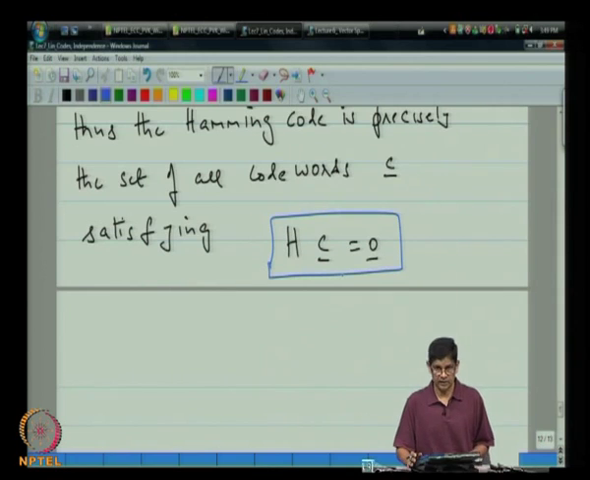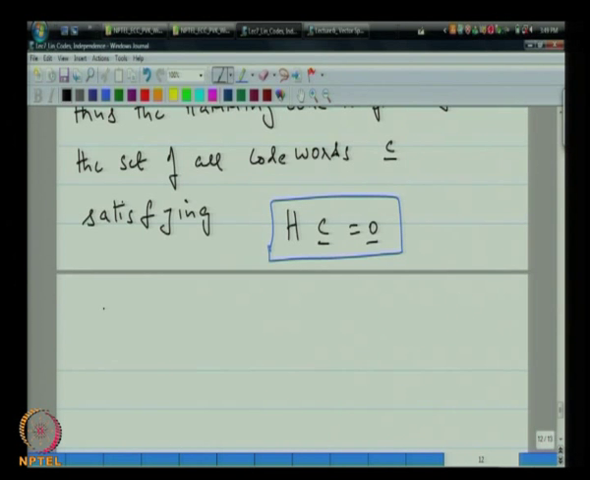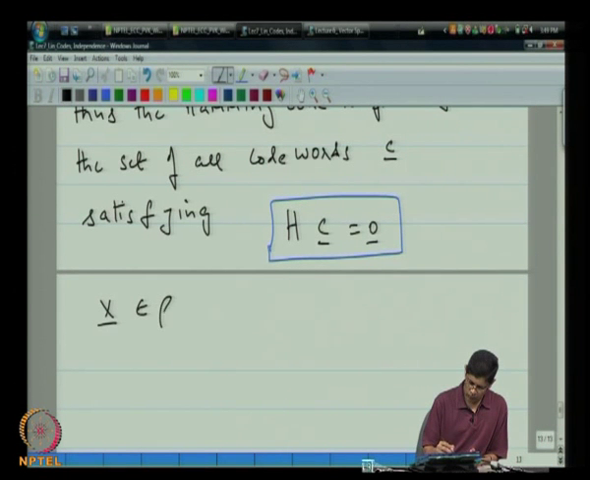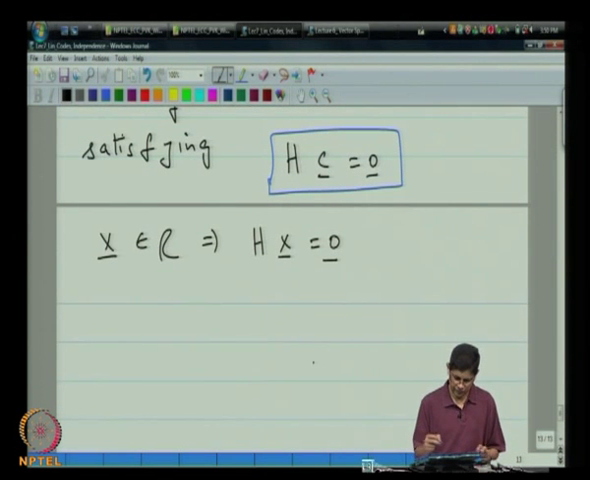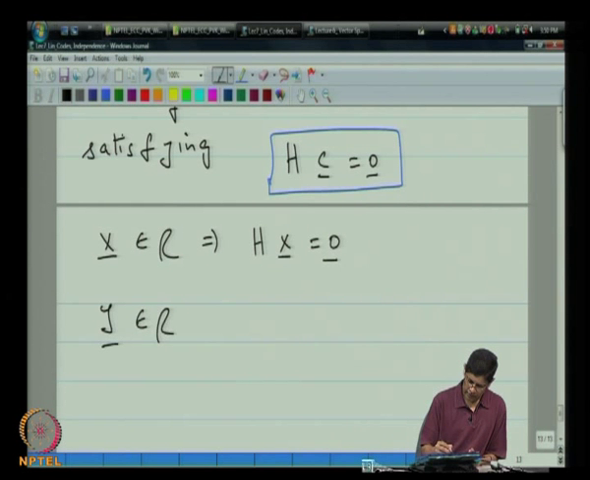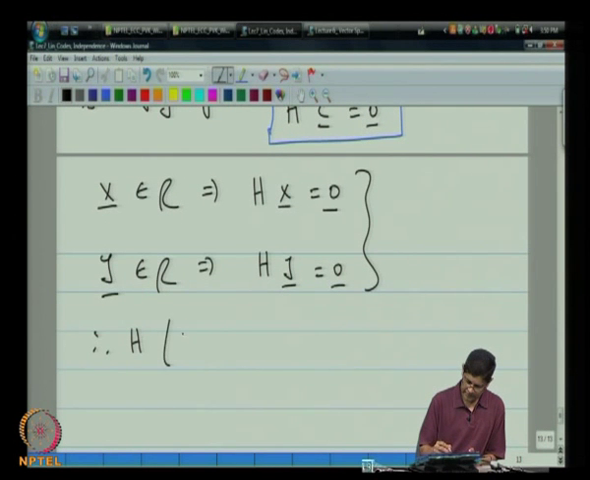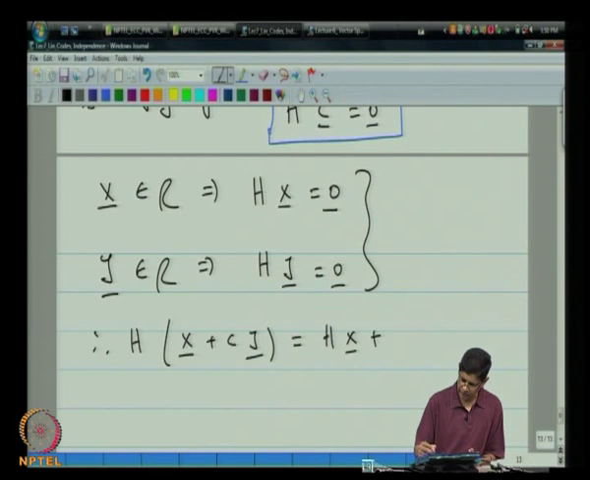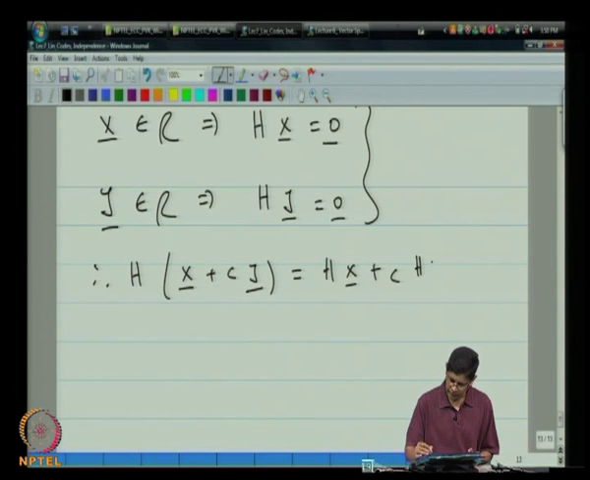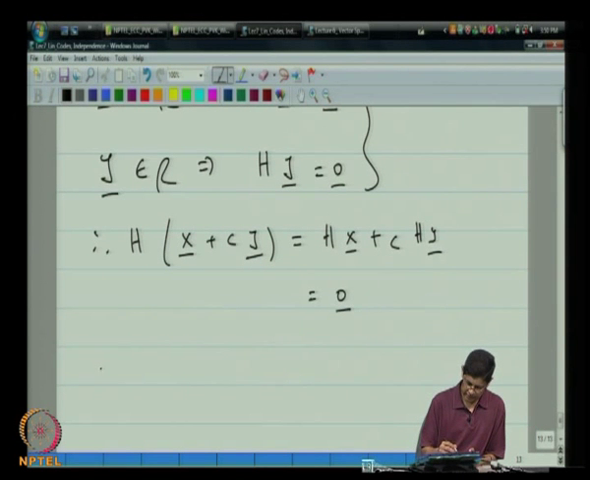So, now we want to verify that this in fact defines a linear code. So, let us apply our test. Now, x in the code implies that H times x is equal to 0, y in the code implies that H times y is equal to 0. So, it follows that H times (x plus cy) is equal to H times x plus c times H times y. So, this is 0. Therefore, the Hamming code is linear.